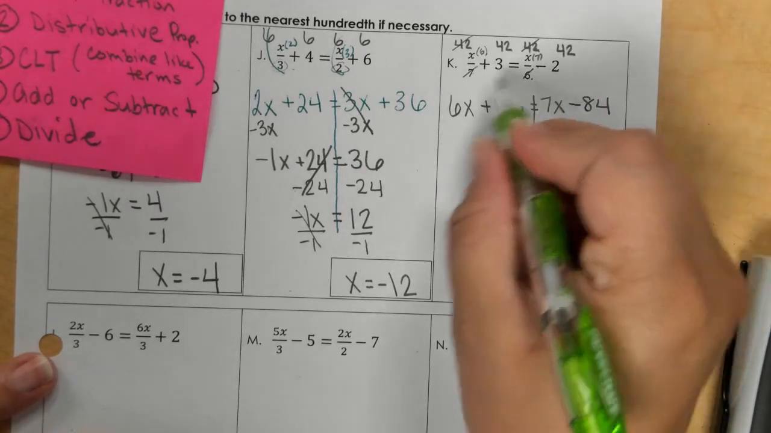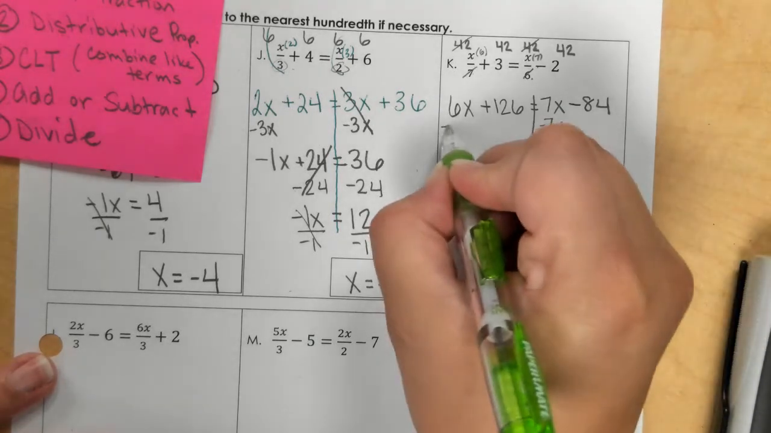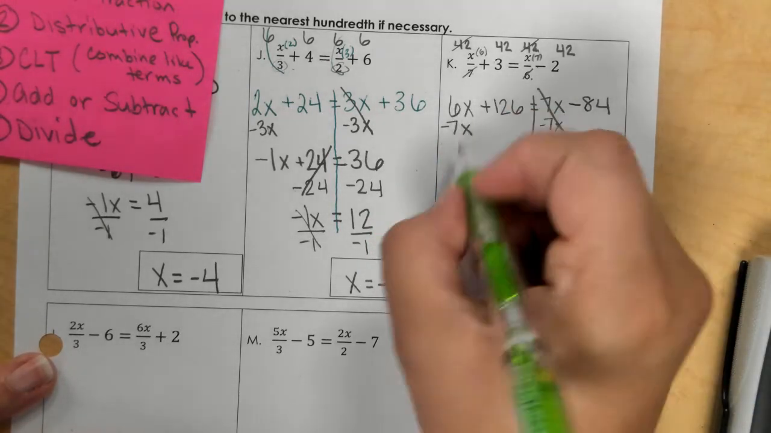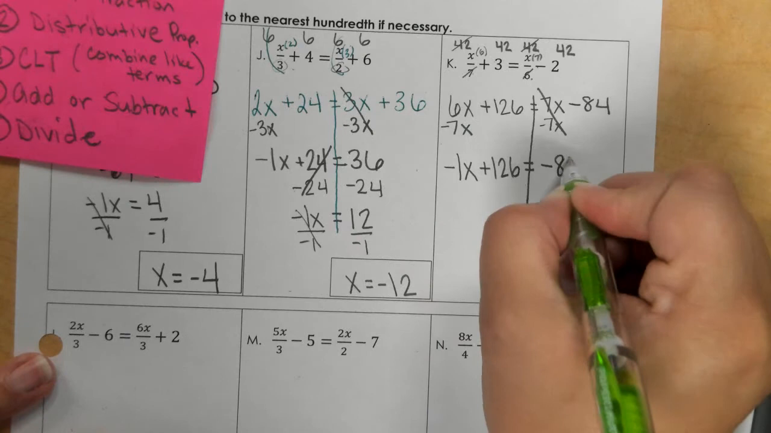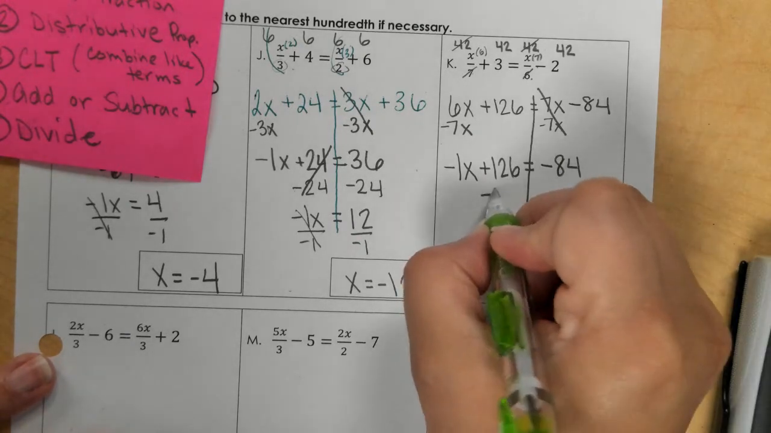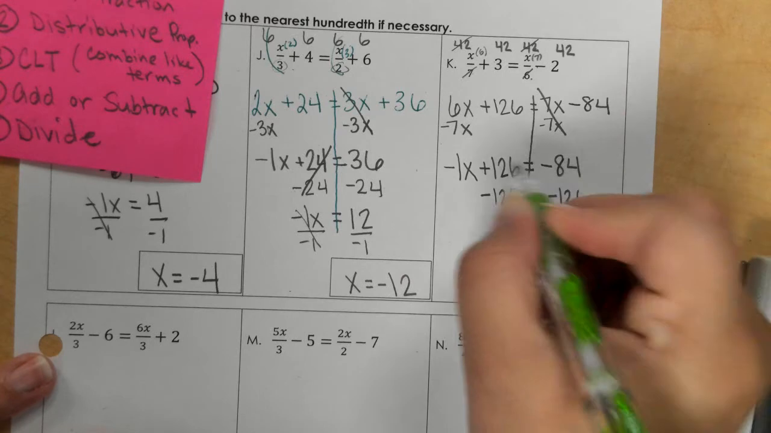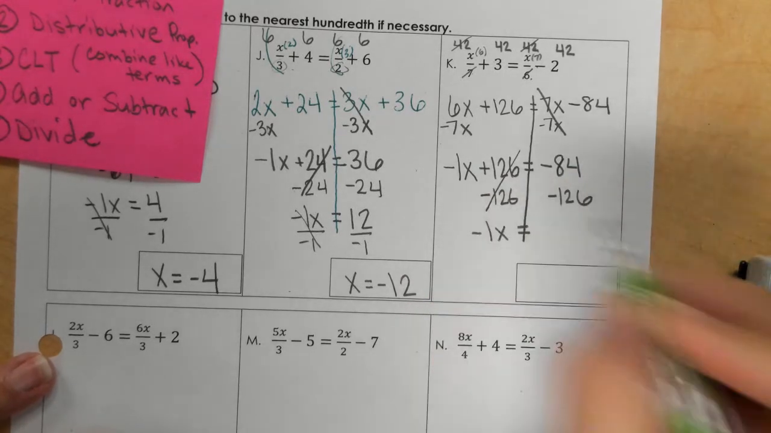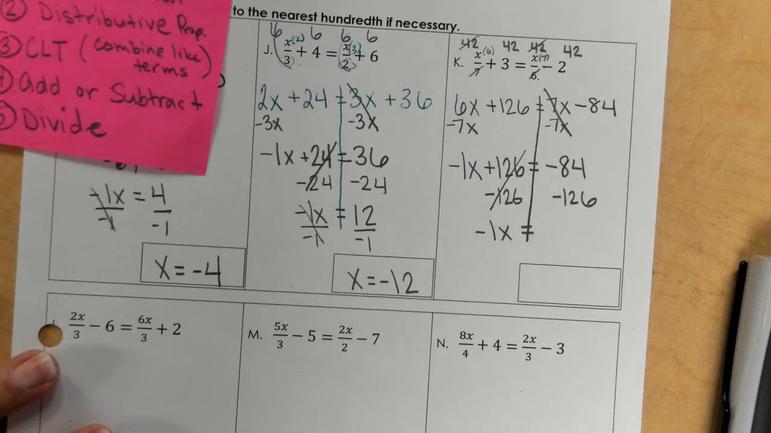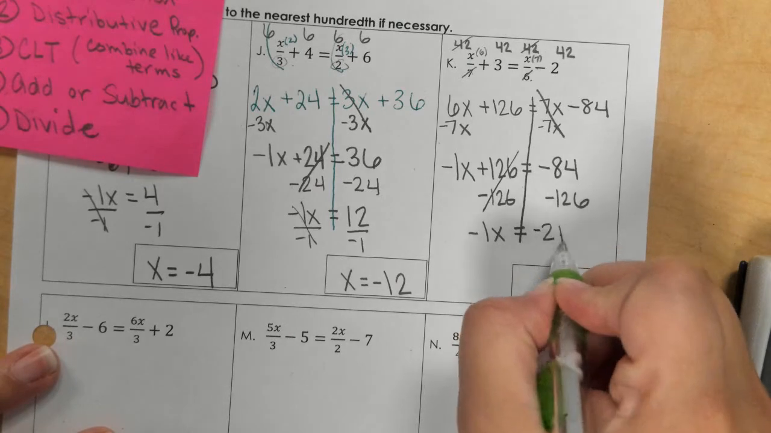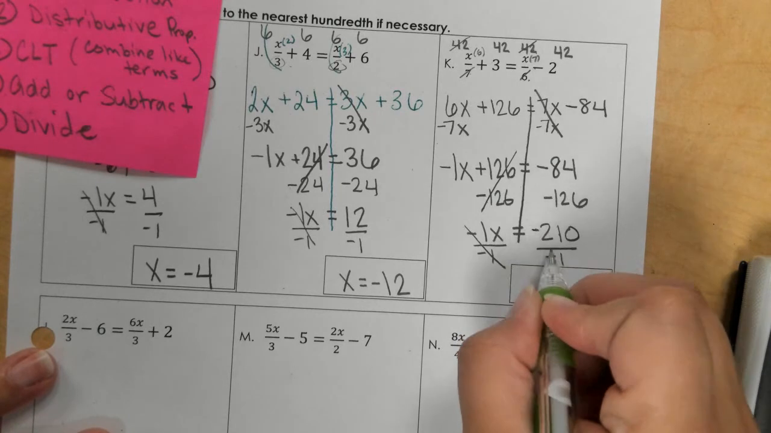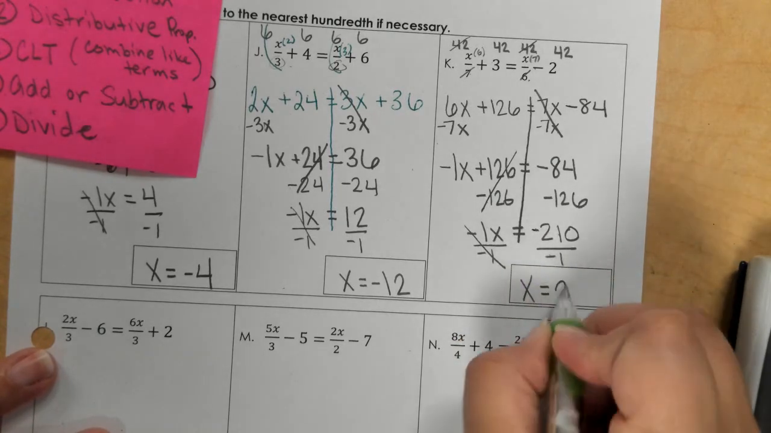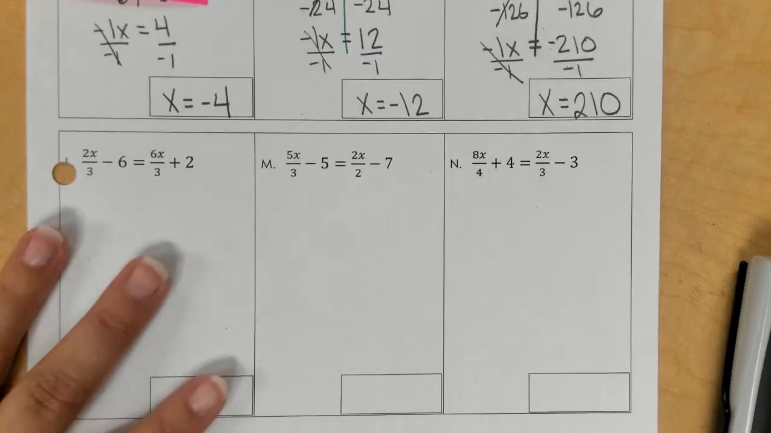Okay, so we're going to get rid of these x's by subtracting them. So 6 minus 7 is negative 1x plus 126 equals negative 84. You need to subtract the 126, and negative 1x equals negative 84 minus 126, which is a negative 210. And we know that we have to divide. So negative divided by a negative would be a positive, and that'd be 210. Okay.